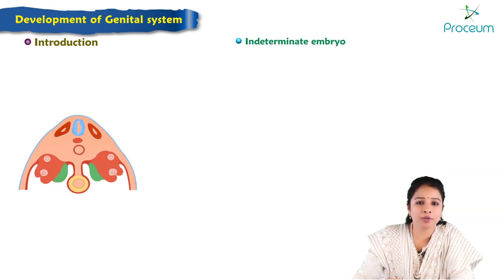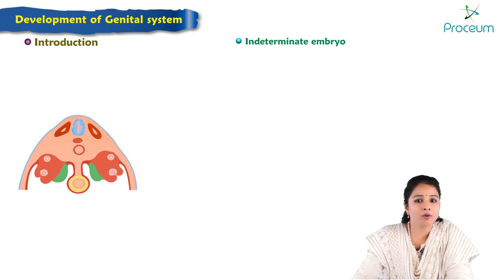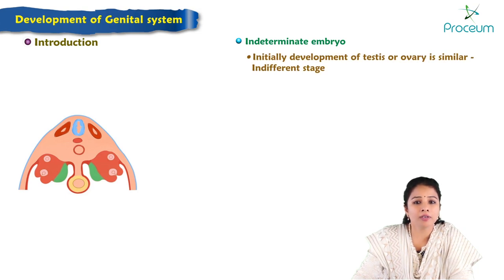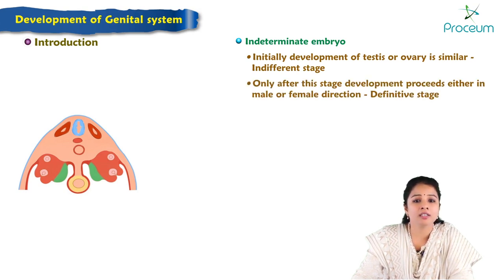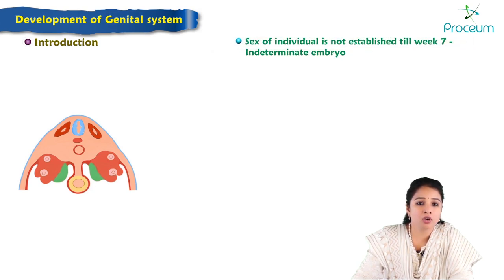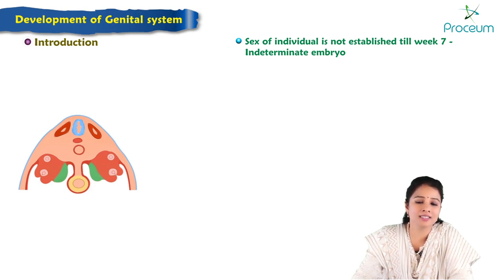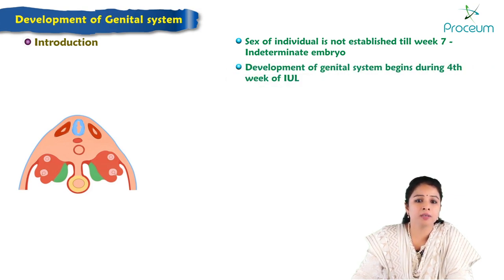In the early stage of the embryo, initially the embryo is indeterminate. We cannot make out whether it is male or female initially, because the development of testis and ovary are similar. It is called as indifferent stage. And only after this stage, the development proceeds further in male or female direction, into a definitive stage. So the sex of the individual is not established till 7th week, that is till 7th week it is considered as indeterminate embryo. And the development of genital system begins during the 4th week of intrauterine life.